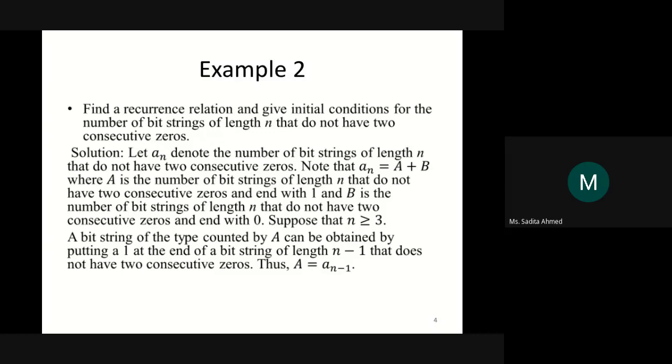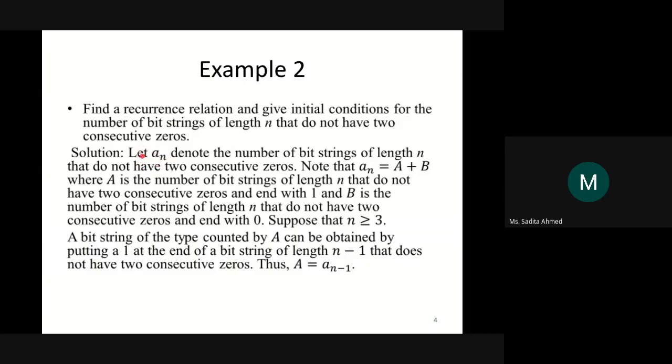Remember, what do we do in a recurrence relation? If we have to find an, how do we try to find it? With preceding values. That is, we'll try to find an using an minus 1 or an minus 2 or an minus 3, and so on. If an minus 1 is not enough, then we push back to an minus 2. If that is not enough, we push further back to an minus 3, and so on. So we solve using recurrence relation, right?